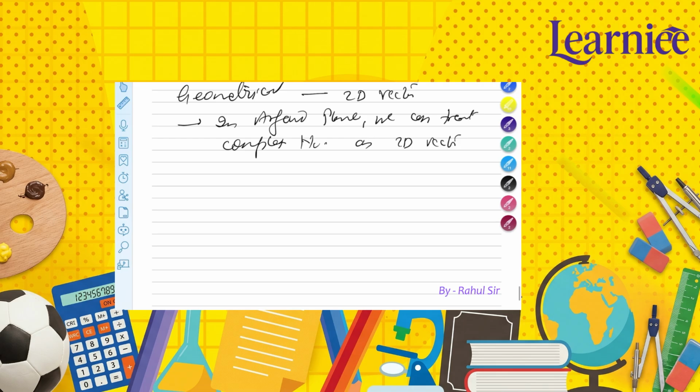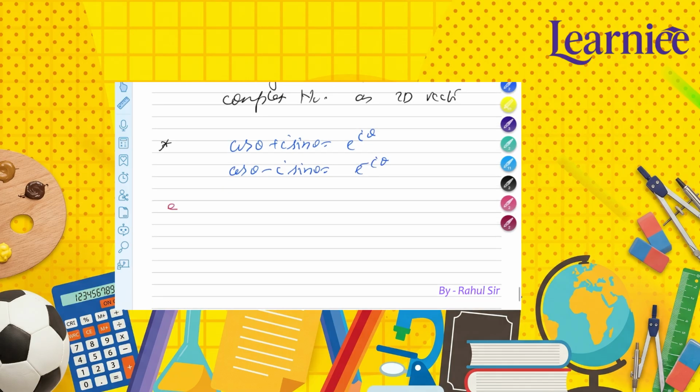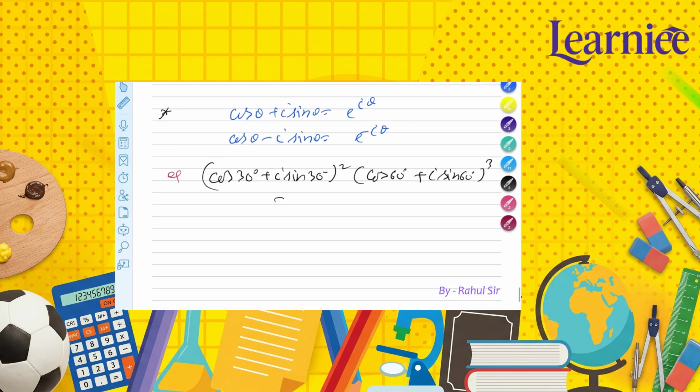Okay, so we have discussed that cos theta plus i sin theta is equal to e to the power i theta, and cos theta minus i sin theta is e to the power minus i theta. Now let's take an example. We have to find (cos 30 degrees plus i sin 30 degrees) squared times (cos 60 degrees plus i sin 60 degrees) cubed. We have to write it in the standard form a plus ib.